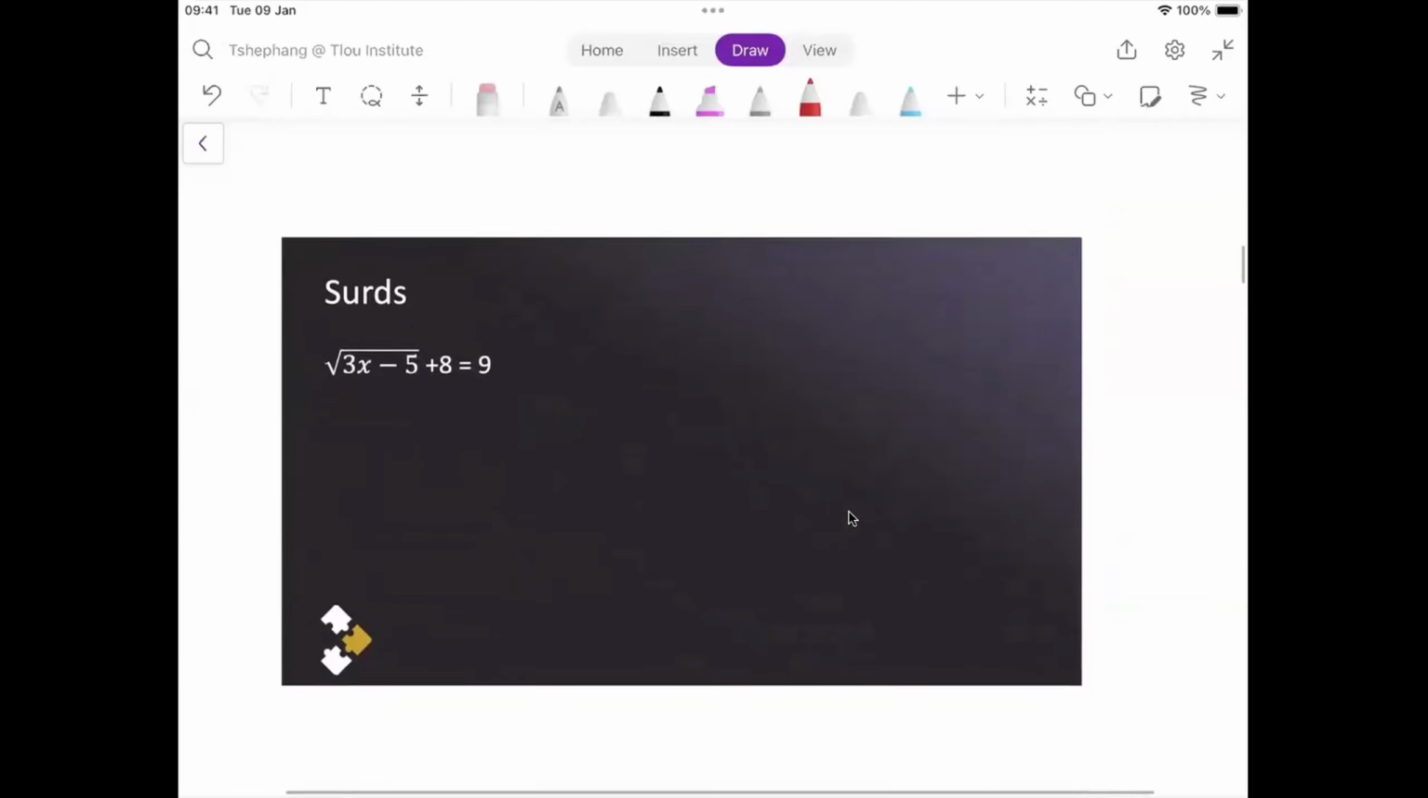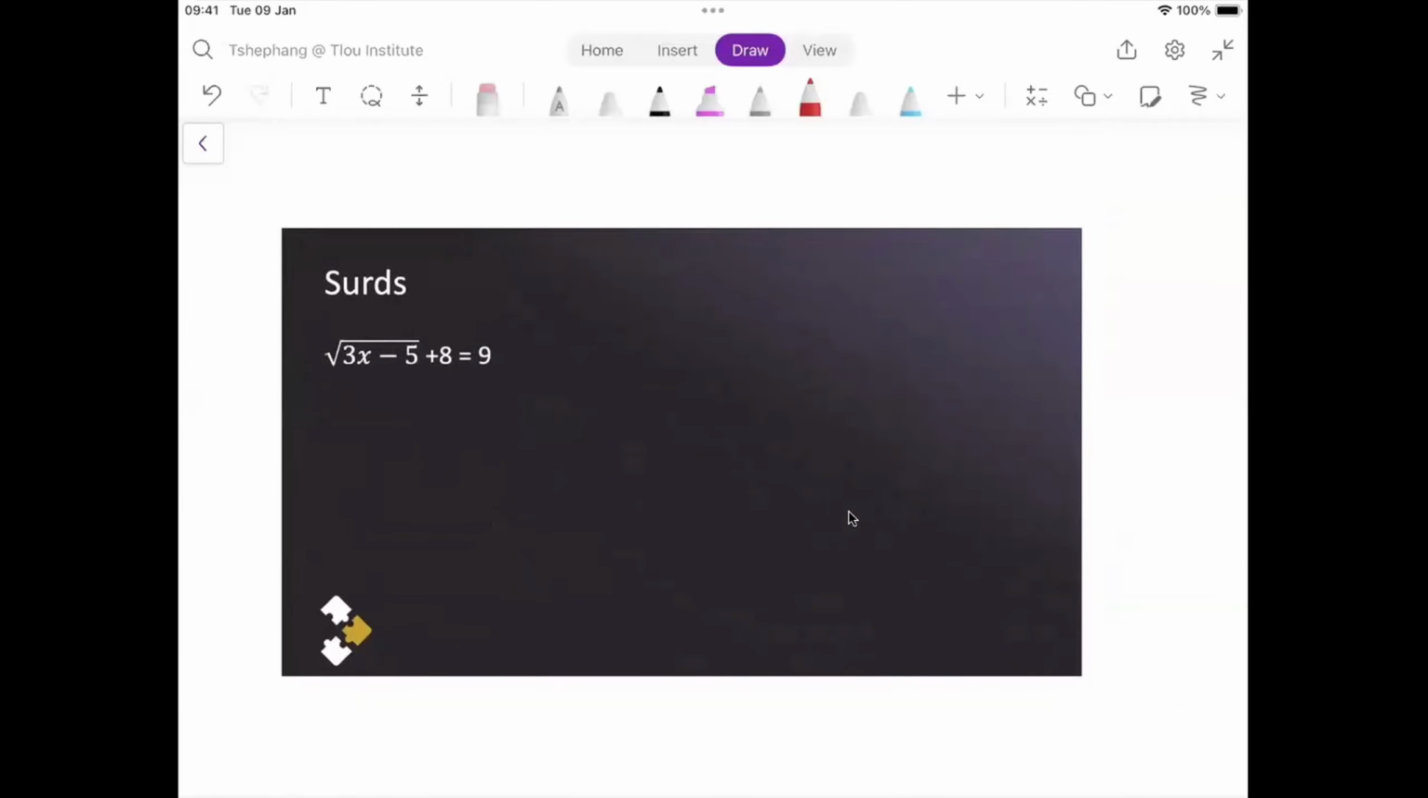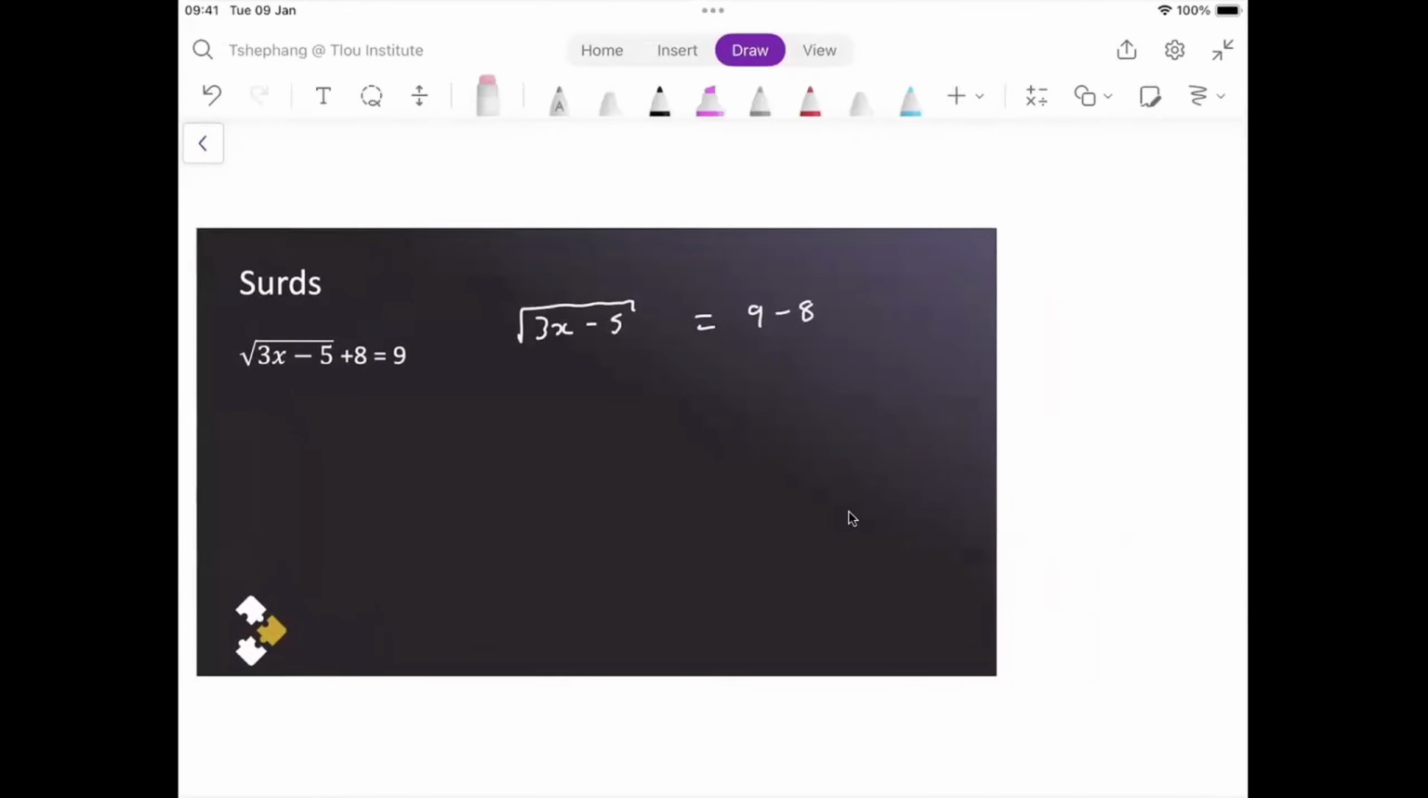Now, surds. How do we deal with surds? The first thing that you need to do is make sure that you isolate the square root. We're going to say 3x minus 5. This is just an example. This is equal to 9 minus 8. We want to isolate it. You cannot square like this. This will not work for you. Please do not do that. Isolate first. Once you've isolated, let's check if we can simplify. Can we simplify this? We definitely can.